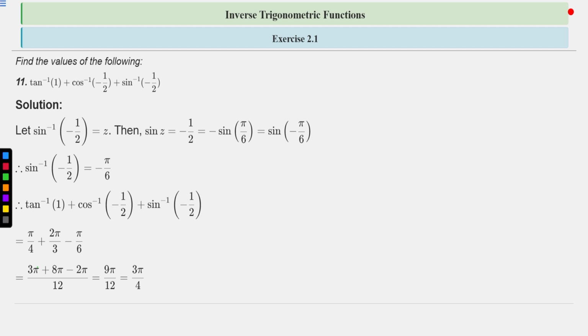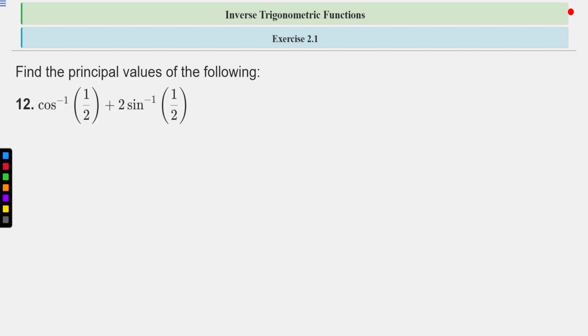Let us move to the next question. Next question is, find the principal value of cos inverse 1 by 2 plus 2 sin inverse 1 by 2. You need to find the principal value of cos inverse 1 by 2 plus 2 sin inverse 1 by 2. Try to calculate and try to answer in the comment section.